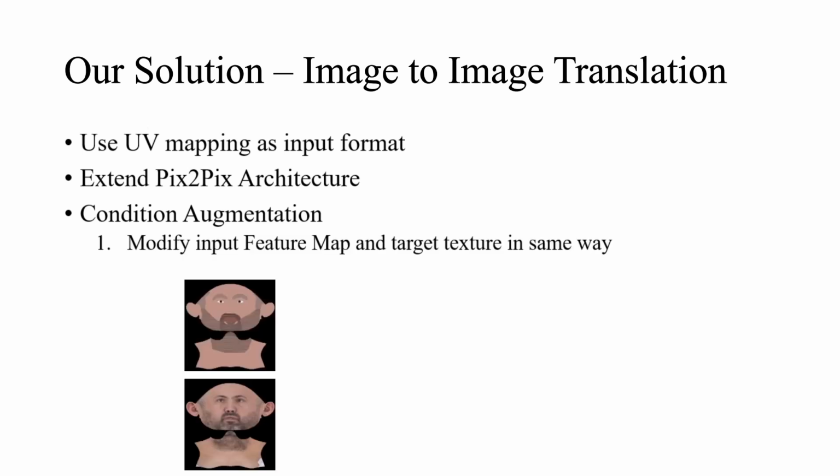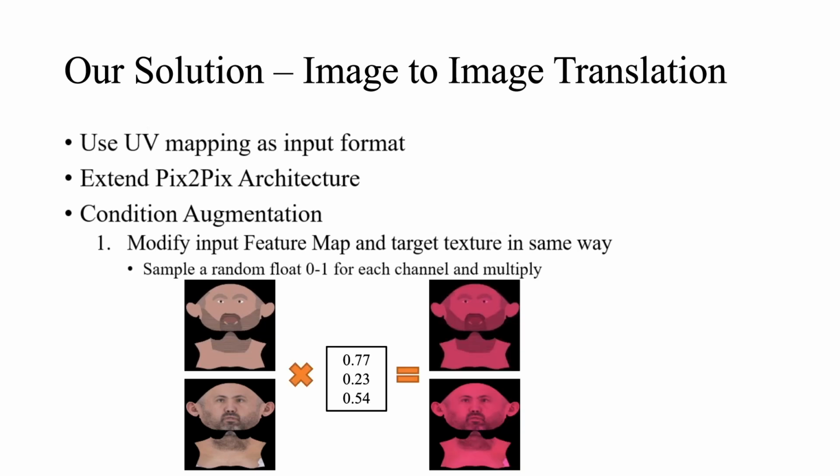To try to fix this, we add a chance to modify both of these images in a randomized way. 3 floats between 0 and 1 are uniformly sampled and multiplied by each RGB channel in the input and target images. Because the feature map was created from values in the target texture, we can modify both at the same time instead of creating an all-new feature map from the modified texture. This augmentation works by strengthening the network's understanding of the relationship between the input and output pairs.